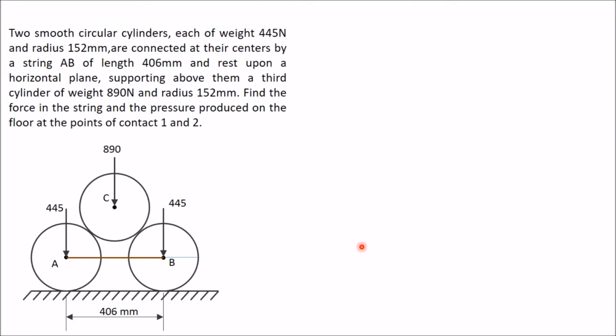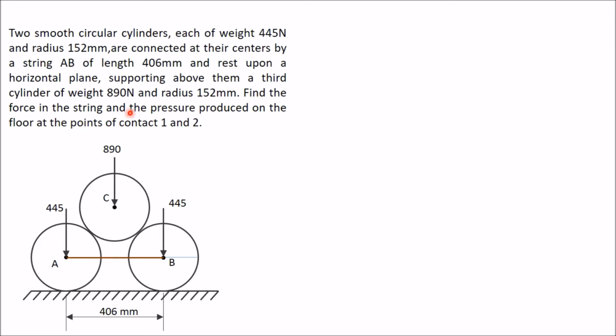This is a problem of rigid bodies in equilibrium. In this problem, two smooth circular cylinders, each of weight 445 Newton and radius 152 mm, are connected at their centers by a string AB of length 406 mm and rest upon a horizontal plane, supporting above them a third cylinder of weight 890 Newton and radius 152 mm.